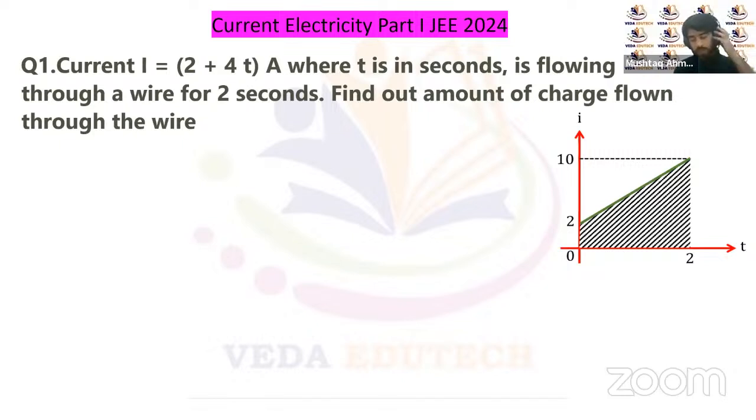Now let's begin with the first question here. The question is that current as a function of time is given as 2 plus 4t. The current is flowing through a wire for 2 seconds, and we have to find the amount of charge flown through the wire. There are two ways to solve this question. One way is using the graph, another way is using integration. Let's solve this question using both methods.